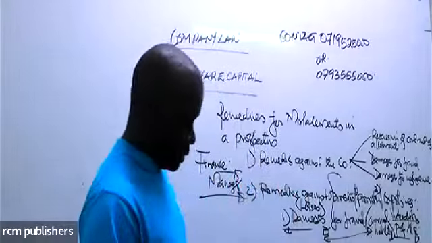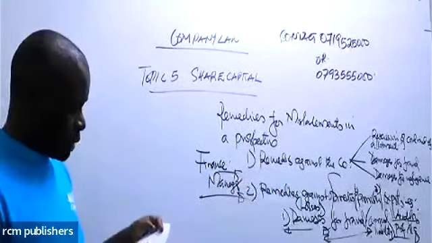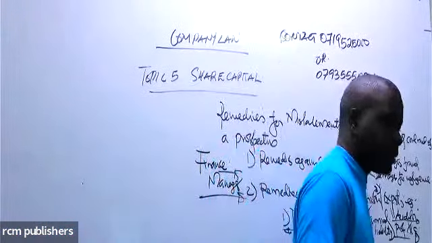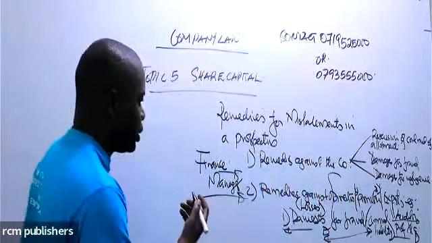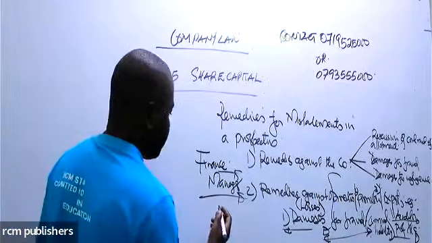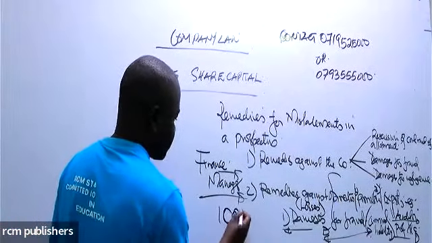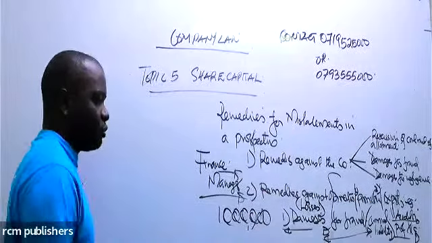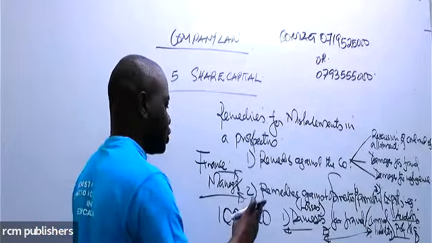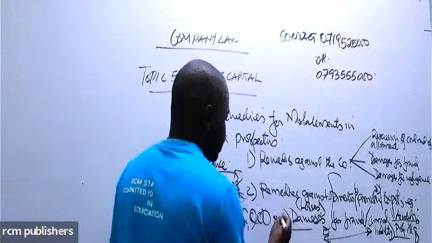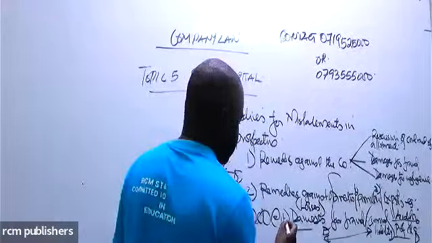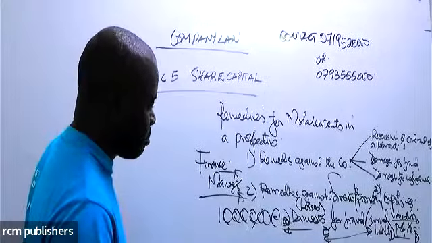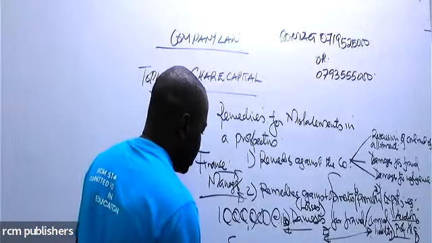So I want us to look at underwriting, commission, and brokerage. Sometimes the company issues out shares. For example, they can issue to members of the public a million shares, maybe each with a value of 100. They issue to the members of the public through the prospectus, but it happens that only 800,000 shares are subscribed for.